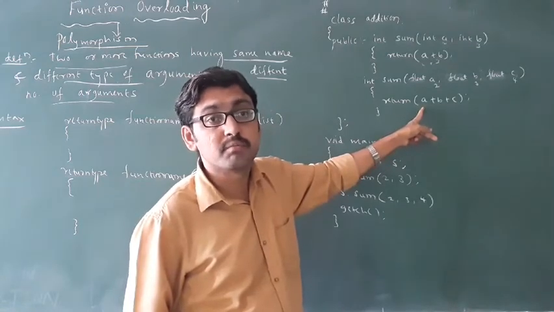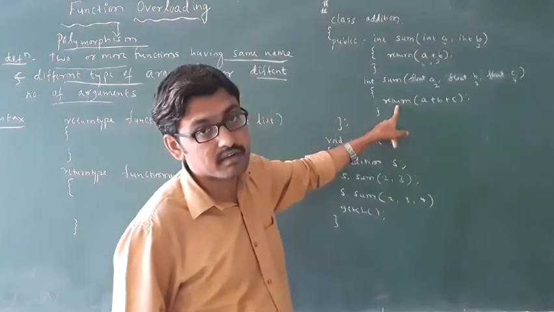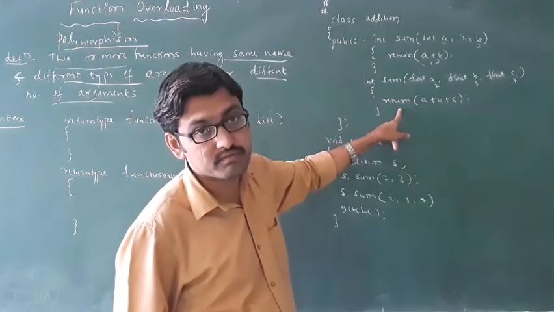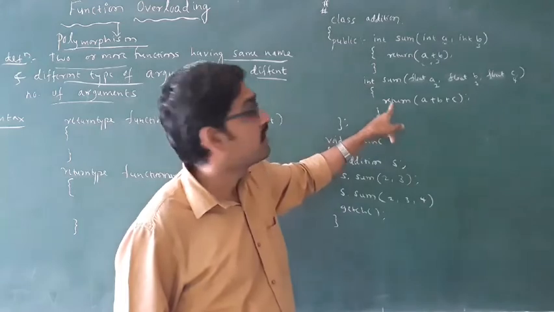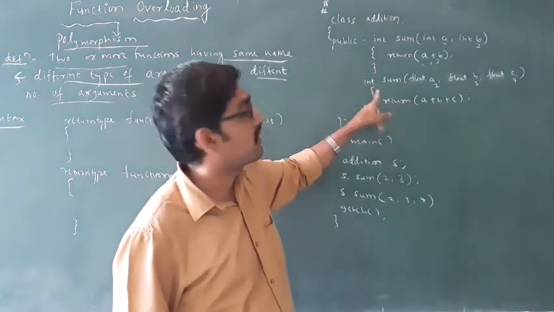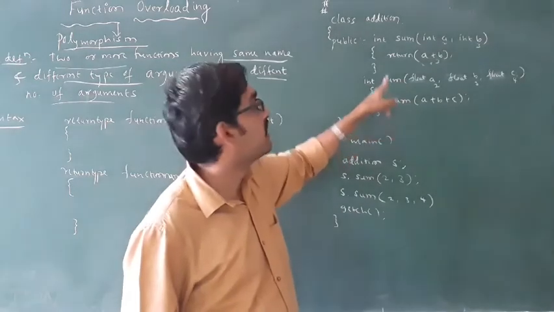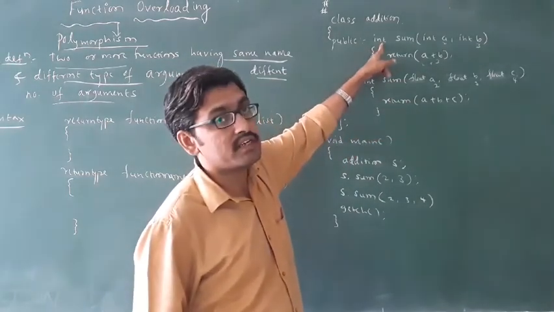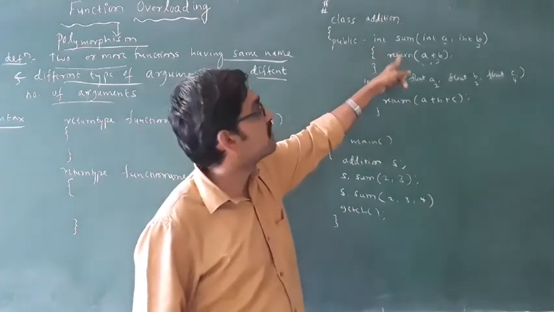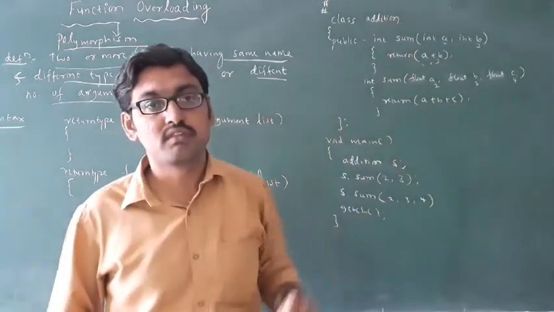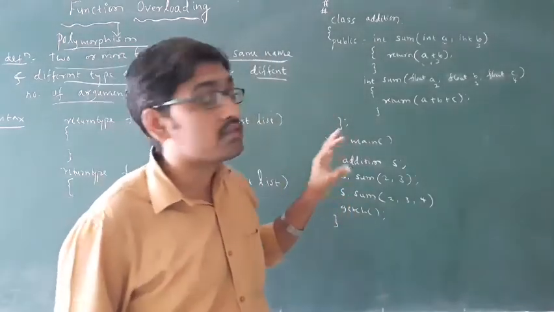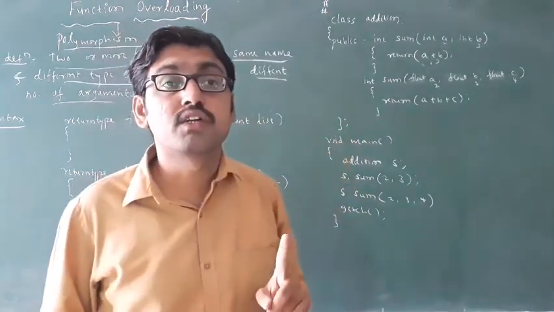addition of 3 numbers. Why am I writing return here? If you write void here, you can take a cout. Instead, if you write float here, you can take return. Here also, if you take int, you can write return. If you take void, you have to write a cout statement. Got it? Okay, this is about a small program on function overloading.